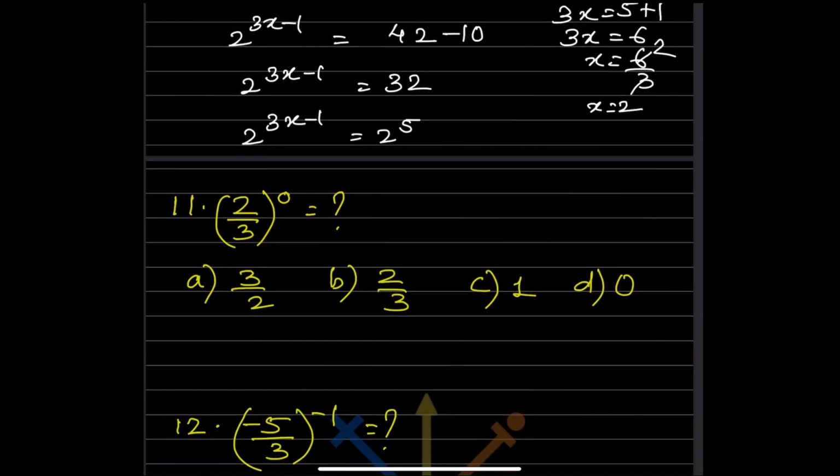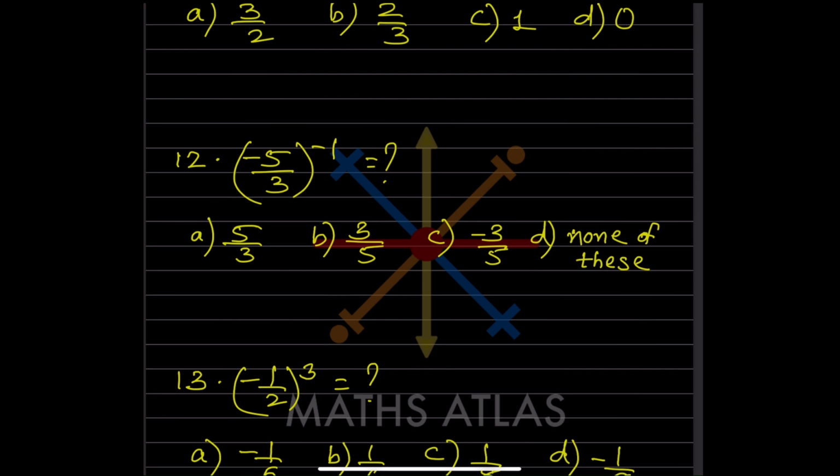And this one, you don't have to solve, because you know anything raised to 0 is always going to be 1. So the answer is going to be C over here. Now if you are doing this one, minus 5 by 3 raised to minus 1, you will flip it over, so that will be 3 by minus 5. We can also write this as minus 3 by 5. So C is the option for that one.